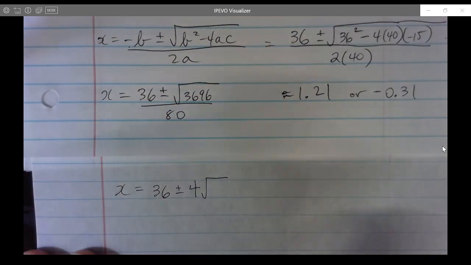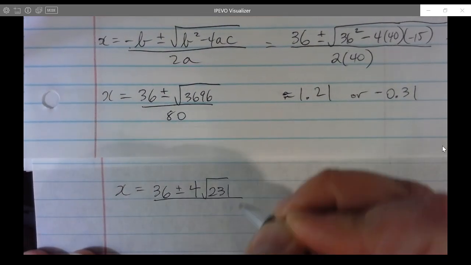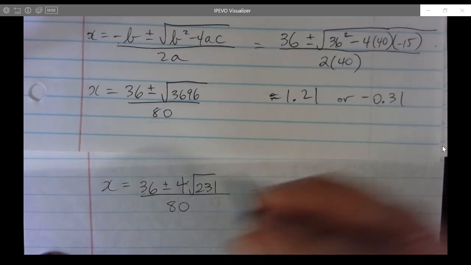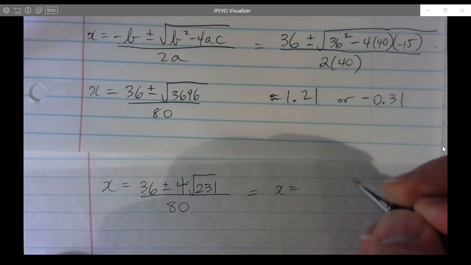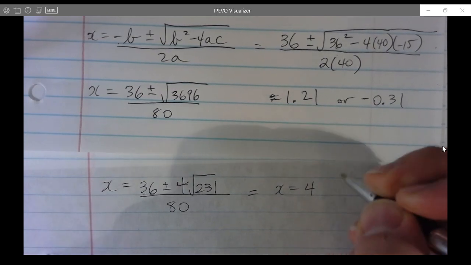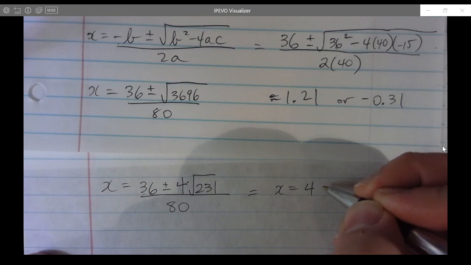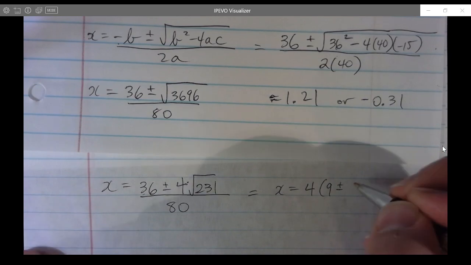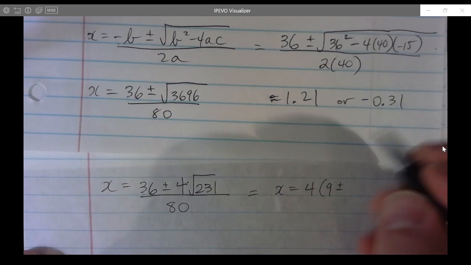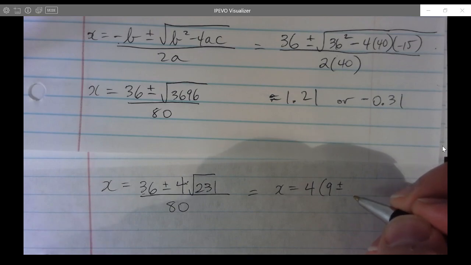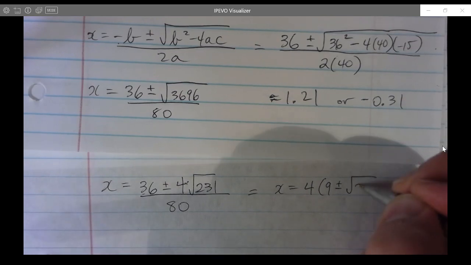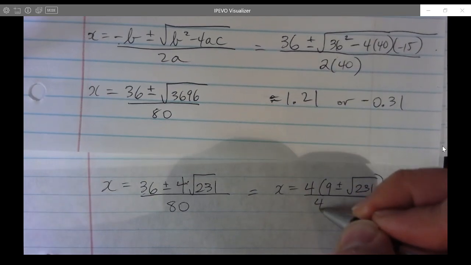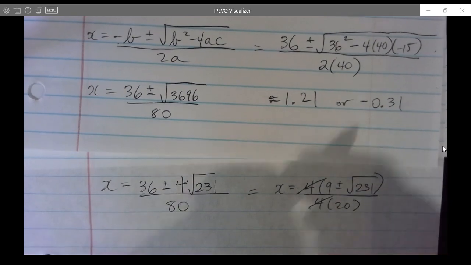Oh yeah, there it is, 231. Does that number sound familiar? All over 80. And then one more step, I can factor a 4 out of the top and the bottom, and I get x is equal to 4 times, let's see, that would be 9 plus or minus the square root of 231, all over, and if I factor 4 to the bottom, I get 4 times 20. And there we go. There's our final answer.